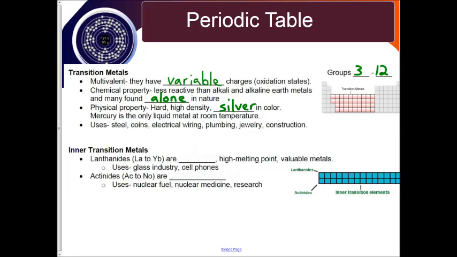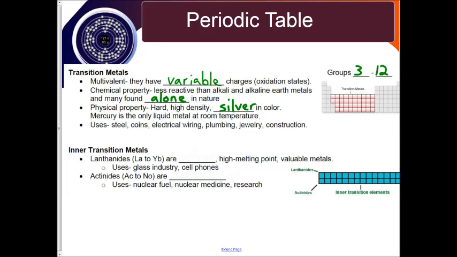Mercury is the only liquid metal at room temperature. Now the uses for the transition metals: steel, coins, electrical wiring, plumbing, jewelry, construction. A lot of the day-to-day stuff that you're used to, working with when we talk about metals.